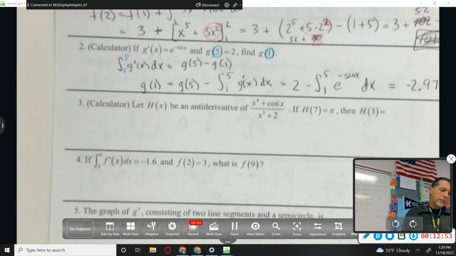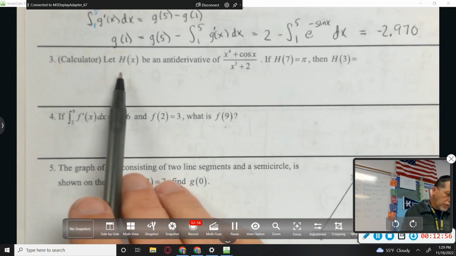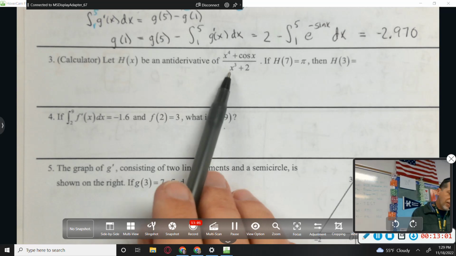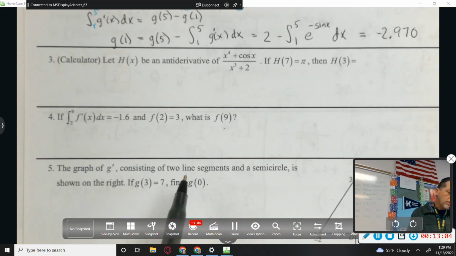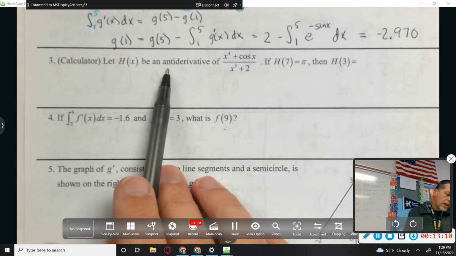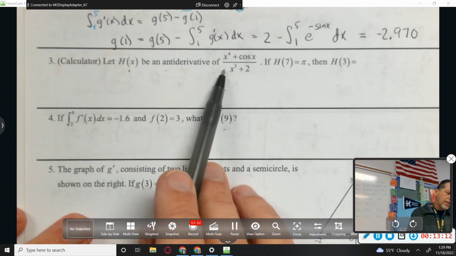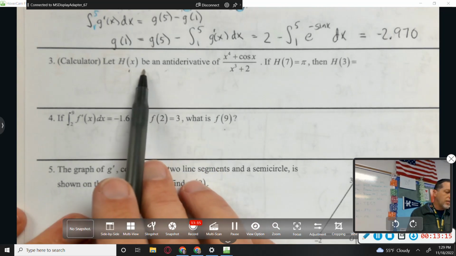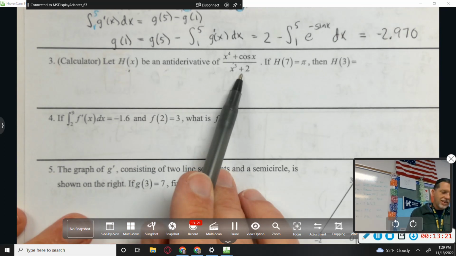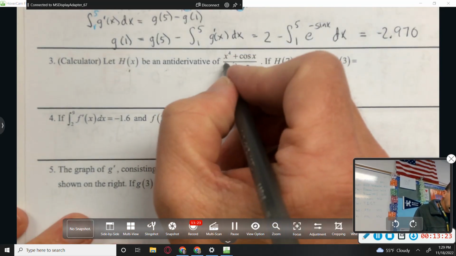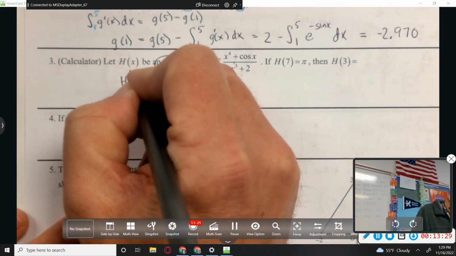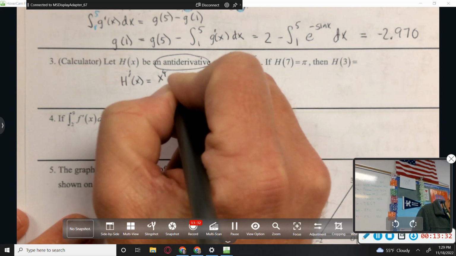3 decimal points. Ew. Number 3, let h be an antiderivative of that thing. Yuck. This is weirdly worded. H is an antiderivative of that. So they're giving us h. No, well this is an h, because h is an antiderivative of that. So that must mean that's h prime. That's exactly right.